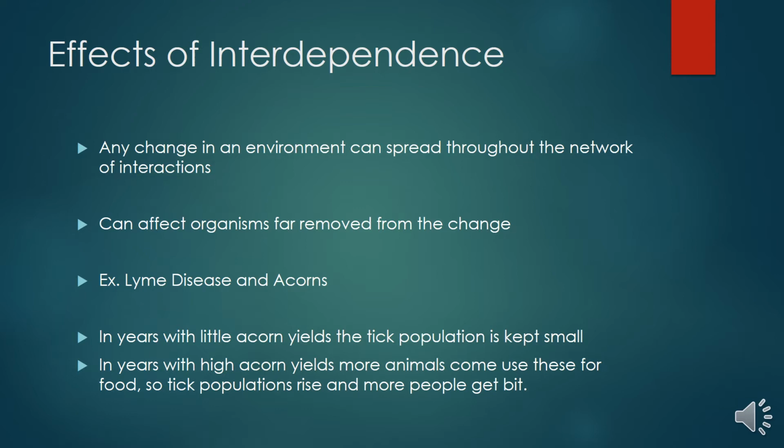An example your book uses is Lyme disease and acorns. Rabbits and deer like to eat acorns. When they have very little acorn yields, these animals will go out and eat from the fields and areas where there are not as many ticks. But with high acorn yields, they'll come in and use these acorns for food because they're there. So the ticks will grow on these deer and rabbits. The populations rise, and as you have more ticks, the chance for people to get bit goes up, and ticks are a carrier of Lyme disease, so Lyme disease also will go up.